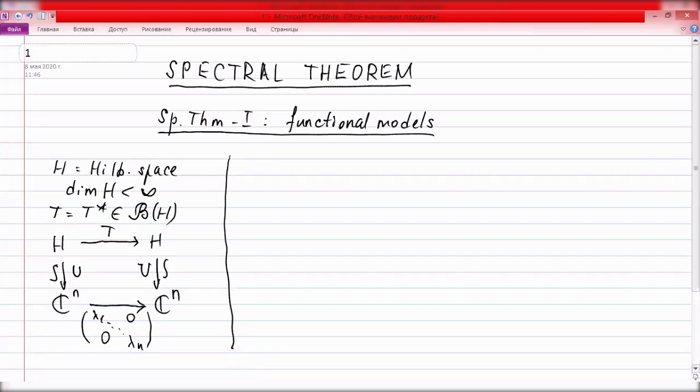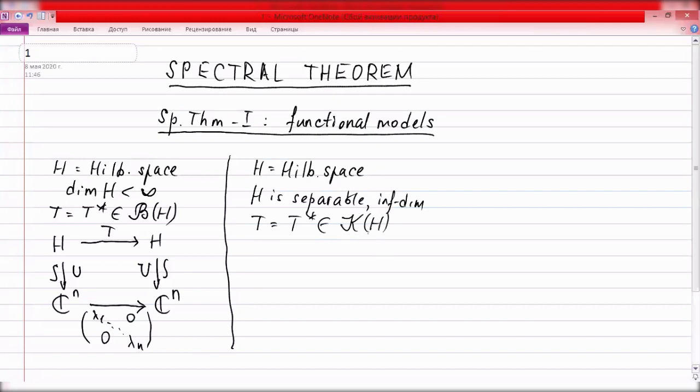Now let's look at an infinite dimensional analog, which many of you probably know about. So again, we take a Hilbert space. Now it is infinite dimensional. And for simplicity, let's assume that it is separable and infinite dimensional. And suppose that T is a compact self-adjoint operator on H. There is a classical result about such operators, namely the Hilbert-Schmidt theorem, which states that each such operator is also diagonalizable in a certain sense.